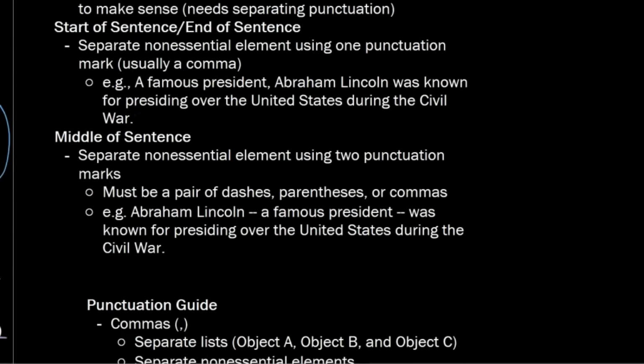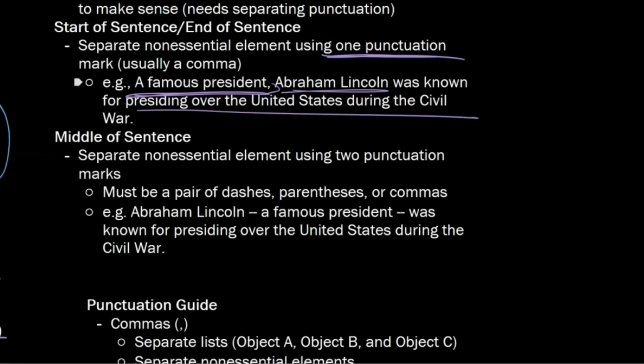Now, if you have a non-essential element at the start of a sentence or at the end of a sentence, you just separate that using one punctuation mark. For example, a famous president, comma, Abraham Lincoln, was known for presiding over the United States during the Civil War.